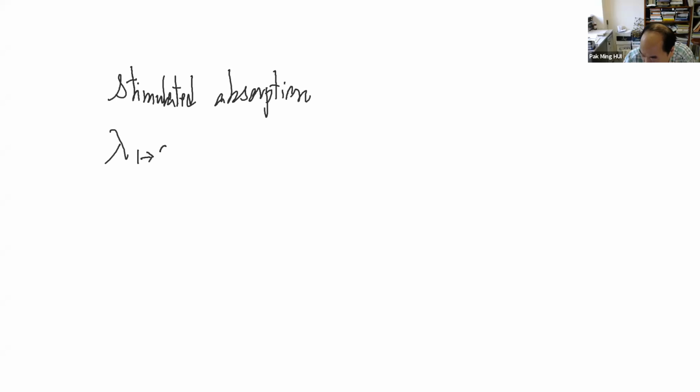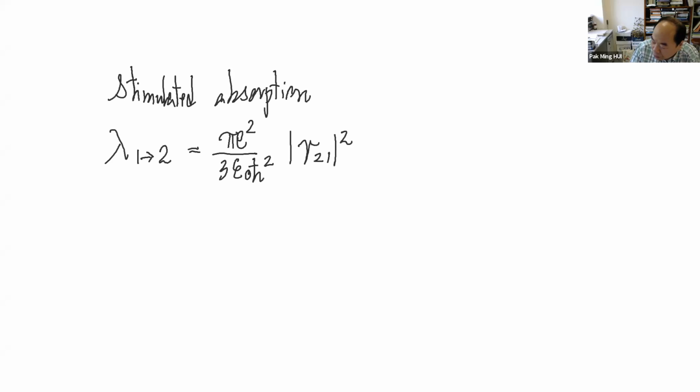Stimulated absorption would occur with a rate that we call lambda 1 to 2, which is given by a chunk of constants, a matrix element that can be calculated from the wave function of the state 1 and state 2. So from state 1 to state 2.